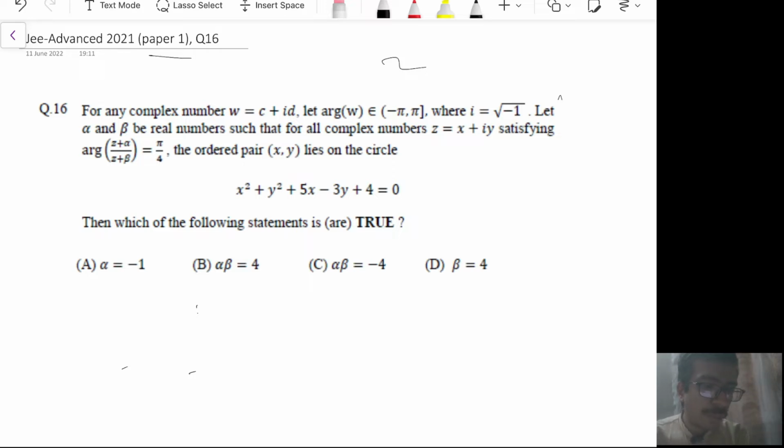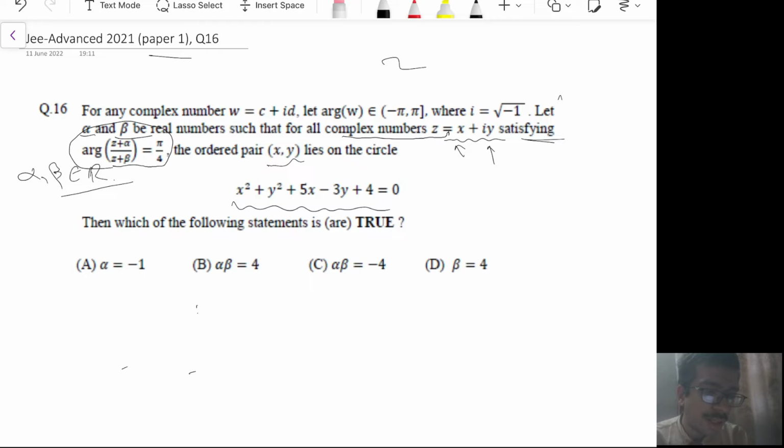Okay, so the problem is as follows: we are given that alpha and beta are real numbers, so alpha and beta are in R. And we are given that every complex number z of the form x plus iota y, where x is the real component and y is the imaginary component, which satisfies argument of (z plus alpha) by (z plus beta) is pi by 4, then x comma y lies on a circle, right? And now we are being asked about the values of alpha and beta.